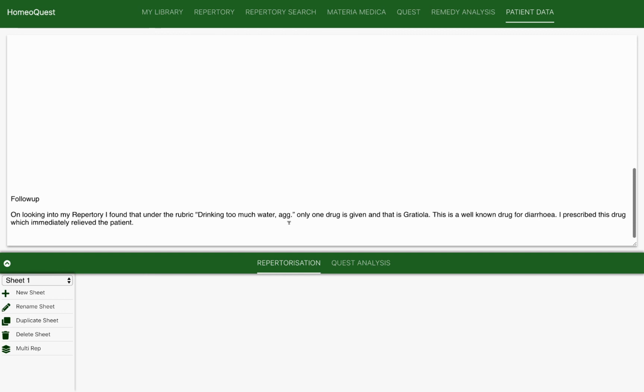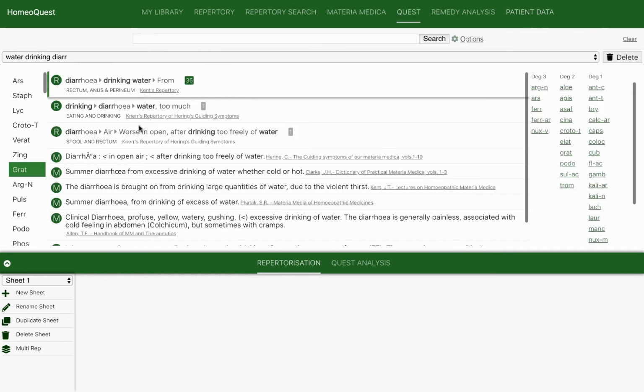It is a general rubric. There is no diarrhea mentioned, but drinking too much water has aggravated in general. And it's a well-known drug for diarrhea. I prescribed this drug, which immediately relieved the patient. So hope that makes sense as to why you need to use Quest in such situations, because you get the entire formula there.